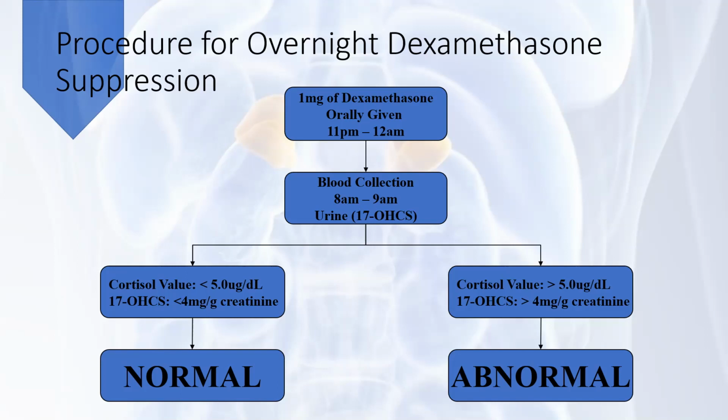So, anong mangyayari? A patient will be given 1 milligram of dexamethasone orally between 11 p.m. to 12 a.m. A blood collection will be done, no, between 8 a.m. and 9 a.m. Ito yung peak eh. Aside from that, there will also be a measurement of urinary cortisol, the 17-OHCS.